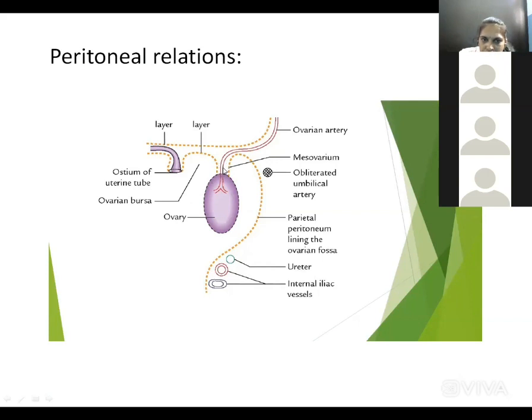Now the same mesovarium acts as a hilum. Hilum is a structure which gives a channel pathway for the entry and exit of structures. So through this fold, the arteries, veins, and nerves pass to reach the ovary. So what you need to remember over here: covered all around by peritoneum except at the anterior border where it is attached by means of the mesovarium, which acts as a hilum for entry and exit of the structures.